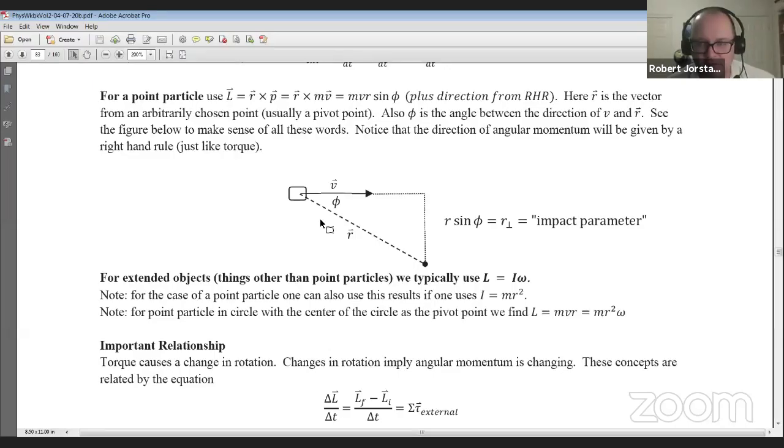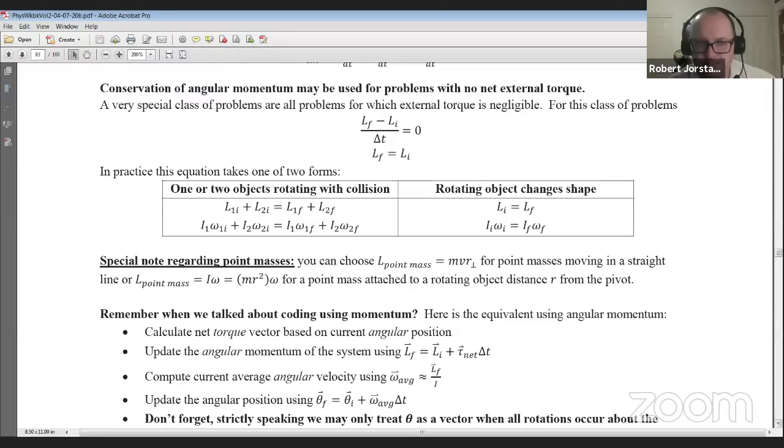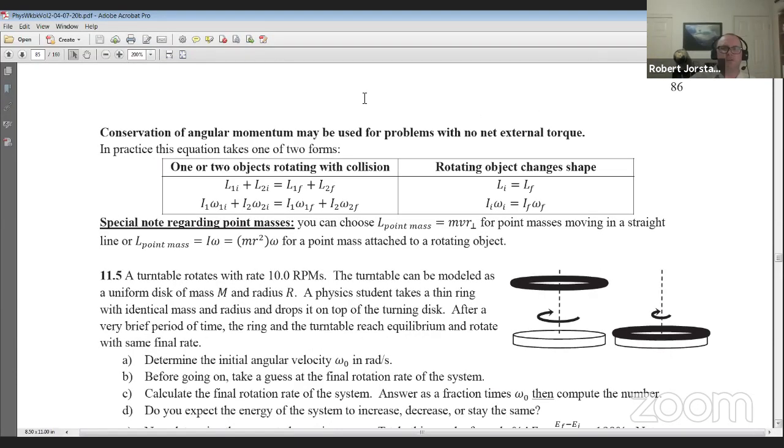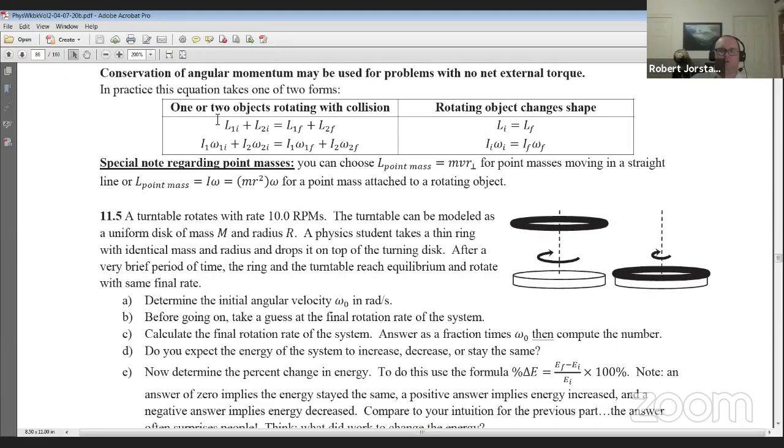Let's go ahead and look at 11.5 on page 86. So again, here's our equations. We're going to start using these equations right here. In this case, we're going to be using one of these two forms.